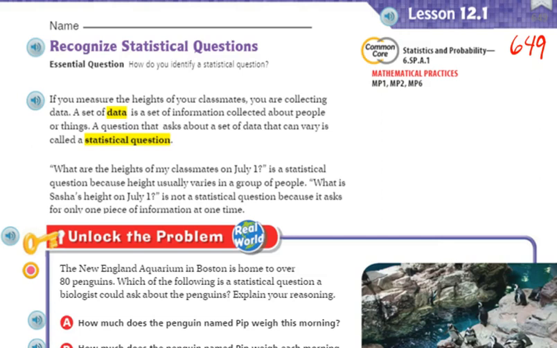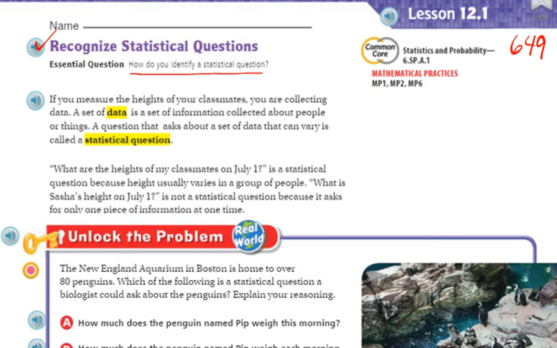The topic for today's lesson is recognize statistical questions. So we're going to be working with creating statistical questions. Chapter 12 is going to really be based on a lot of data and statistics, with measures of center and variability, that type of stuff. So we're going to begin by looking at some statistical questions based on data. The central question is, how do you identify a statistical question? So please follow along as we look at some of the key vocabulary for the video lesson here.